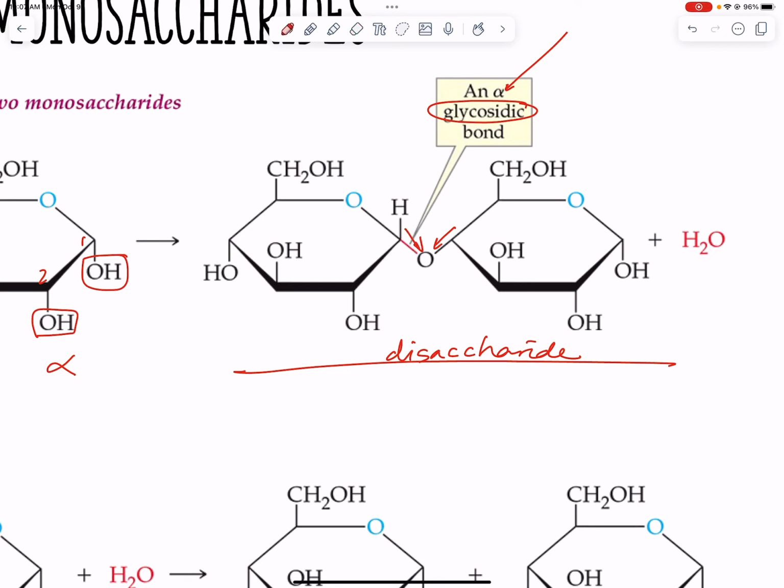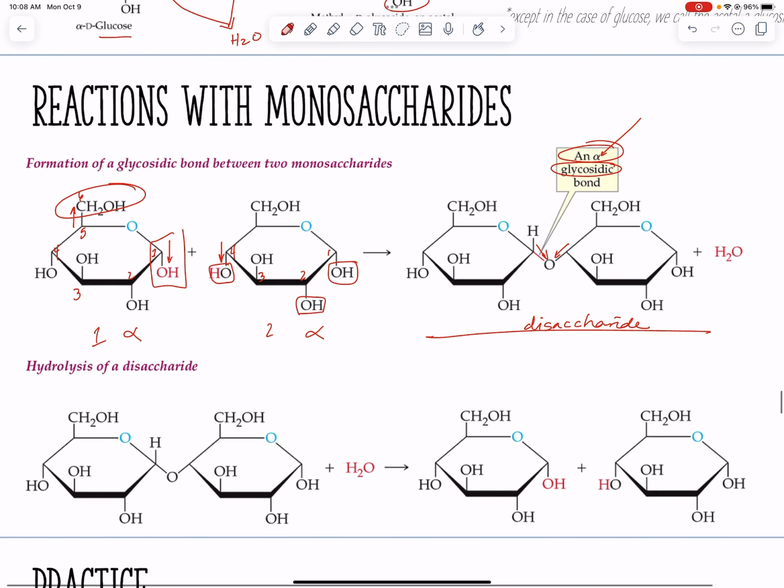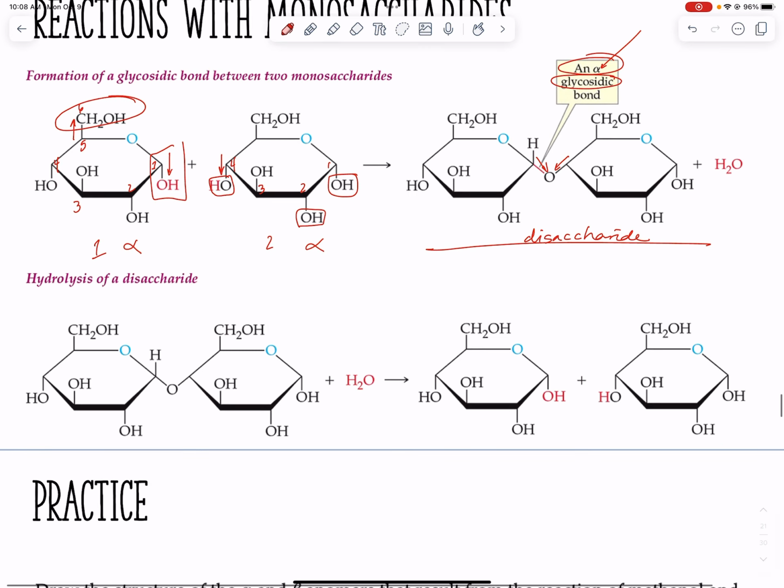Now, when you have this downward angle, forming a downward angle glycosidic bond, we call it an alpha glycosidic bond. That's very, very different from, I don't know if it's going to show another example. I actually want to scroll down to find another example. I'm going to come back to hydrolysis in a second.